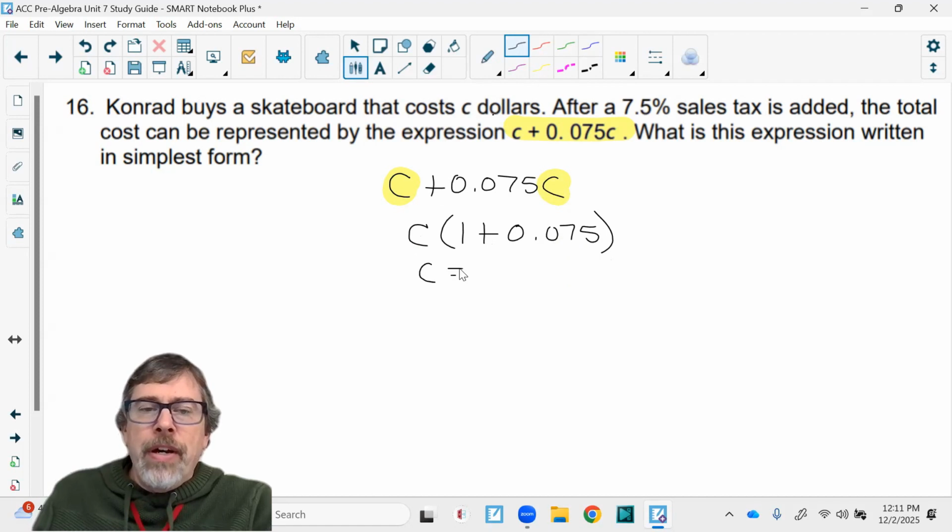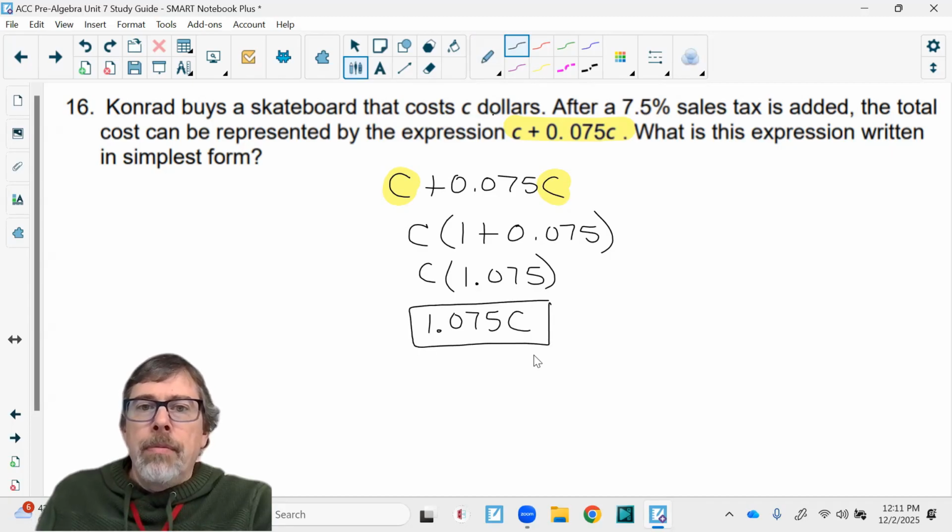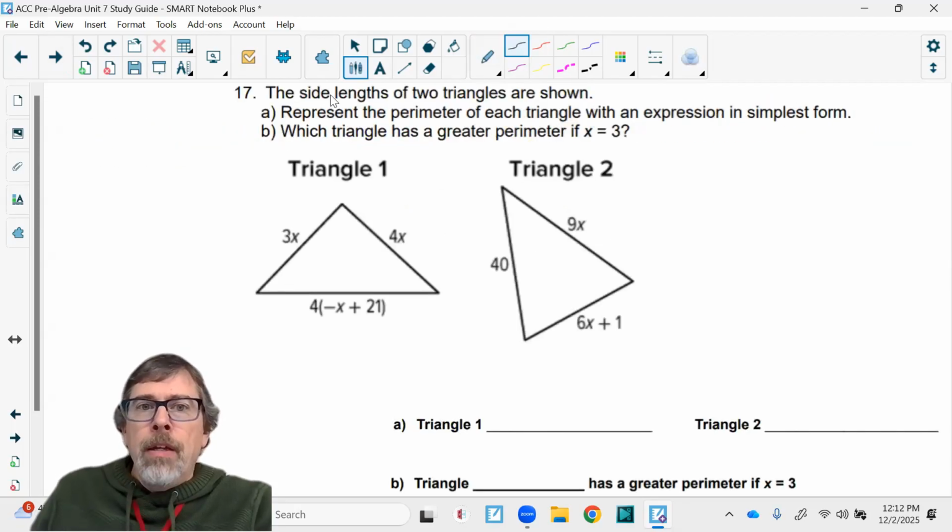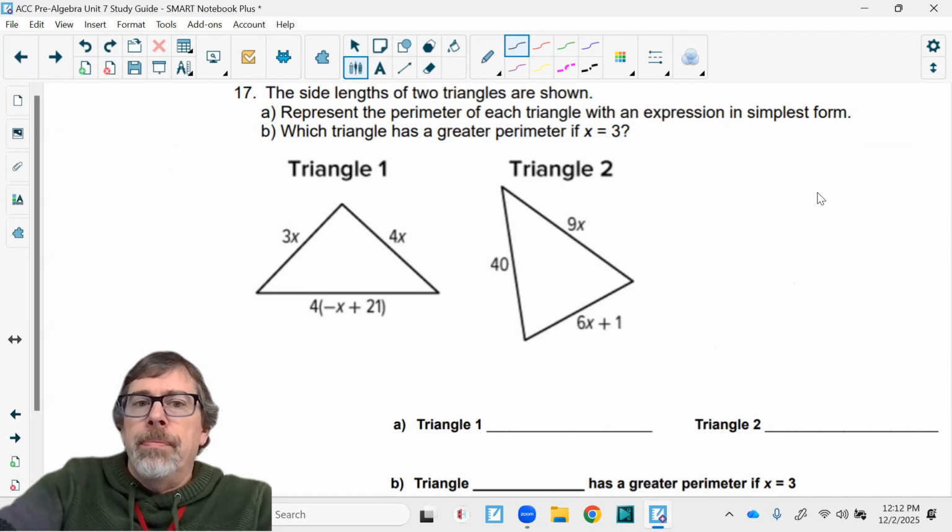And this simplifies to, whoops, not equals, okay, 1 plus 0.075 is 1.075. So if I rewrite this as this being my coefficient, it'd be 1.075 times C. And that is it. 17. The side lengths of two triangles are shown. Represent the perimeter of each triangle with an expression in simplest form.